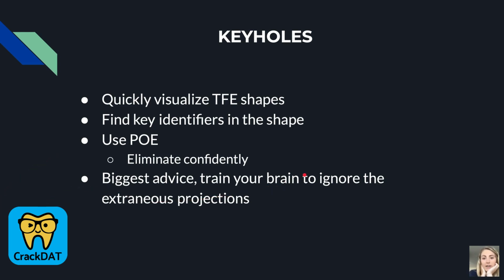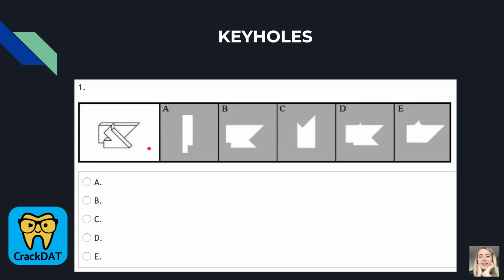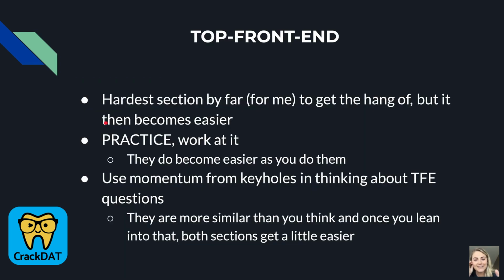And then the biggest advice I have for this entire section is train your brain to ignore the extraneous projections. For example, this little side triangle is very tempting to think that that would have any sort of play in the figure. But if you train yourself to just do top, front, end and not worry about stuff like that, it gets way easier to stop confusing yourself. And I feel like that's where most people get tripped up.